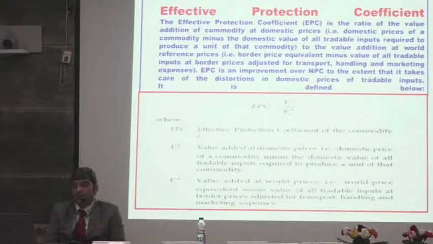Compared to domestic prices, the value addition at the international prices. In this aspect, this is an input version of the NPC. We consider the tradable input and non-tradable input. The effective protection coefficient is a ratio of value addition of a commodity at domestic prices, that is the domestic price of a commodity minus the domestic value of all tradable inputs required to produce a unit of that commodity, to the value addition at world reference prices, that is border price equivalent minus the value of all tradable inputs at the border prices adjusted for transport, handling and marketing expenses.